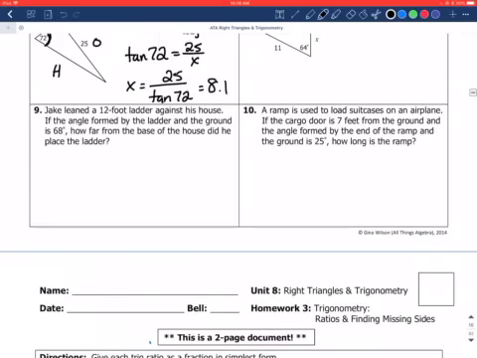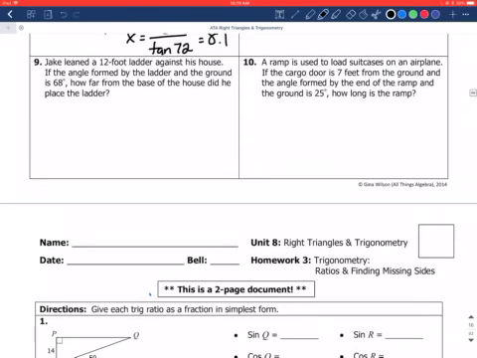All right, so lastly for 9 and 10, we have a little bit of word problems here. And all this is they're getting you to draw the triangle. So Jake leaned a 12-foot ladder against his house. So there's the ladder. And then here is Jake's house. Okay? So here's the triangle that we're focusing on, right? Right here.